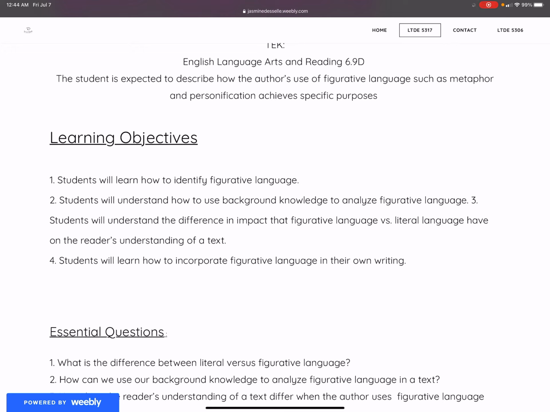Number four, students will learn how to incorporate figurative language in their own learning. That's the application. This is also why it's adaptive. Adaptive is a little bit more complicated, but in a general sense, it's going to go from the very basic level all the way up to the higher level when we start to analyze. So basic recognition and things like that, and then number four, we're actually applying our learning.